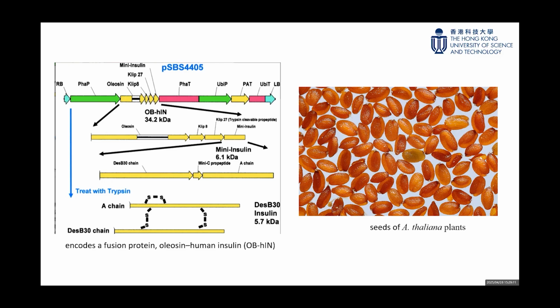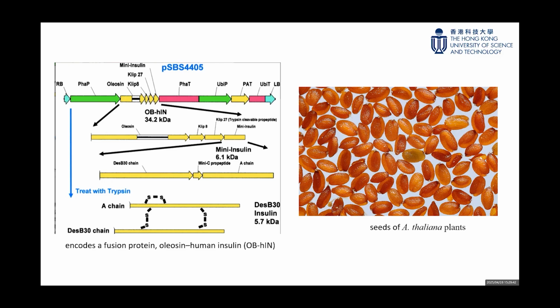Recombinant human insulin has been successfully expressed and produced in oil seeds of the plant Arabidopsis. This technology involves the targeted expression of insulin in a subcellular organelle known as oil bodies, which allows a very high level of expression with easy recovery of recombinant insulin.